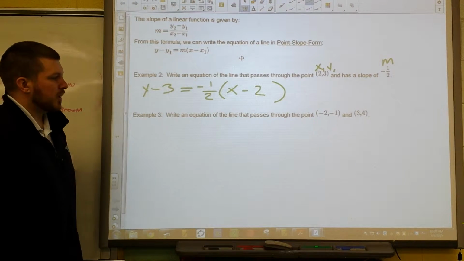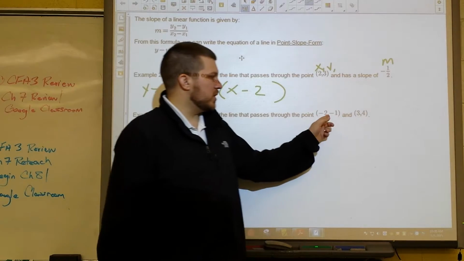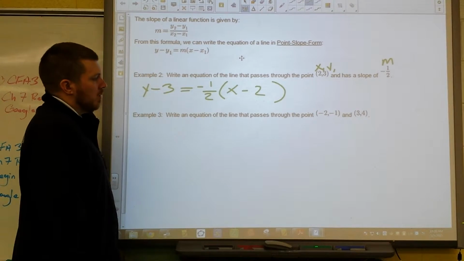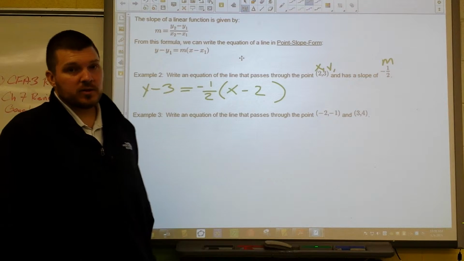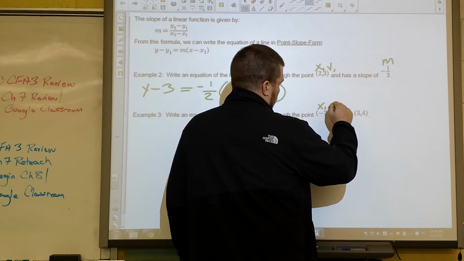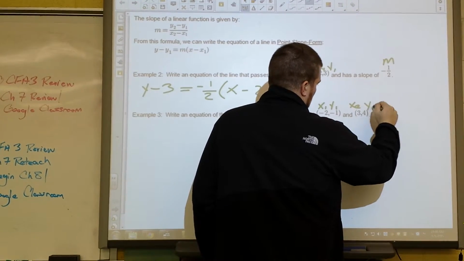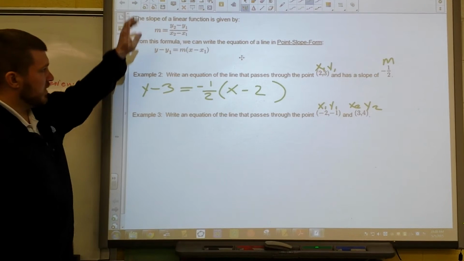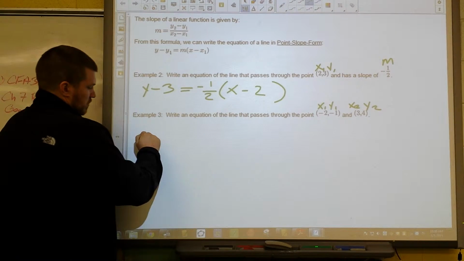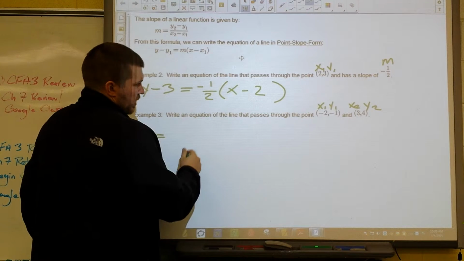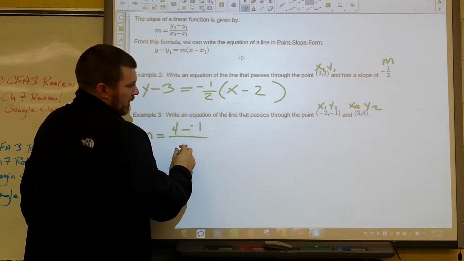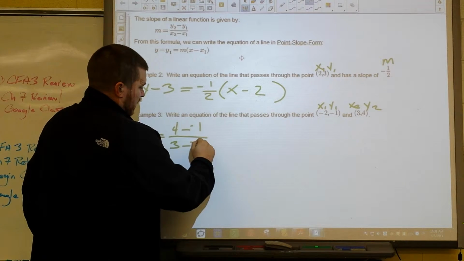Example 3, we want to write the equation of a line that passes through the points (-2, -1) and (3, 4). Well, to write the equation of a line, we have to know the slope. That's a given. So what I'm going to do is first use the slope formula. So remember, my slope was given as y2 minus y1 divided by x2 minus x1. So my slope for this particular line is going to be 4 minus -1 divided by 3 minus -2.